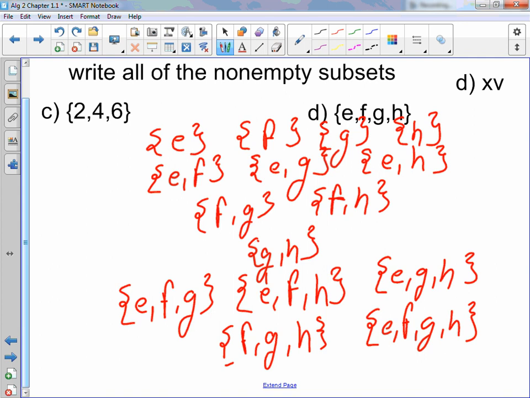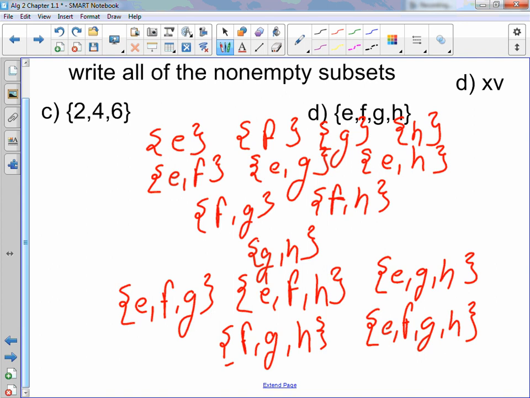So when we had 3 elements, we ended up with 7 subsets. When we have 4, we go to 15. These increase fast, yes? Because the number of subsets is increasing as we go about this. Any questions on subsets? Are we good with subsets?